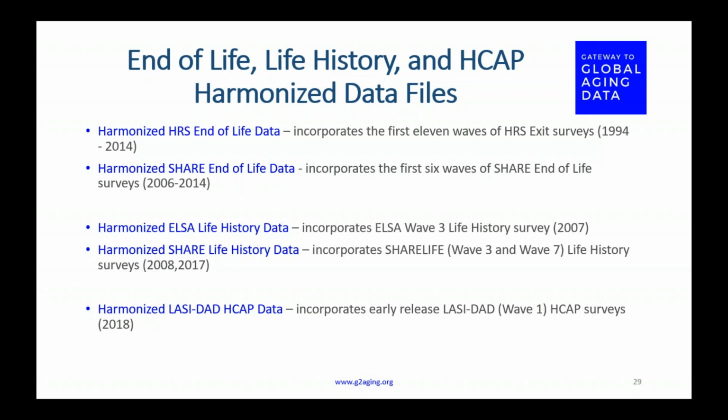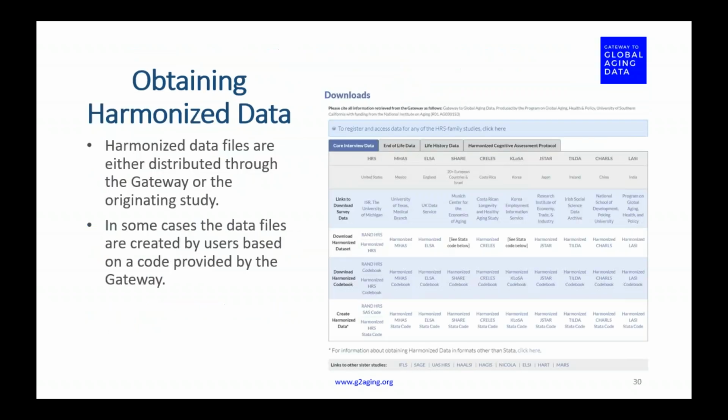And then we also have harmonized HCAP data, and that's the harmonized cognitive assessment protocol. So that's that set of tests that are done in a lot of different studies, currently in a lot of different countries. Currently, we've built a harmonized version of the HCAP for LASI, which is the Indian data set. That's an early release, so it's not quite the full data set. We'll be updating that with the full HCAP study later on. And we'll also be building this for HRS, for MHAS, for ELSA, and for the Chilean HRS, which is called EPS.